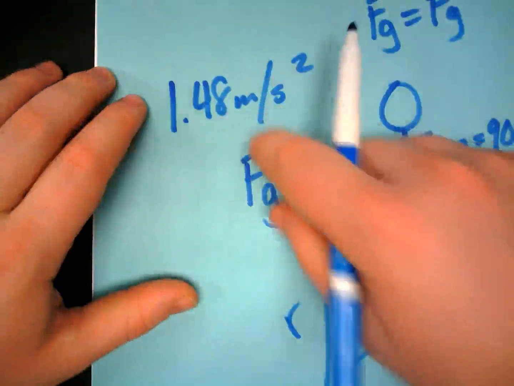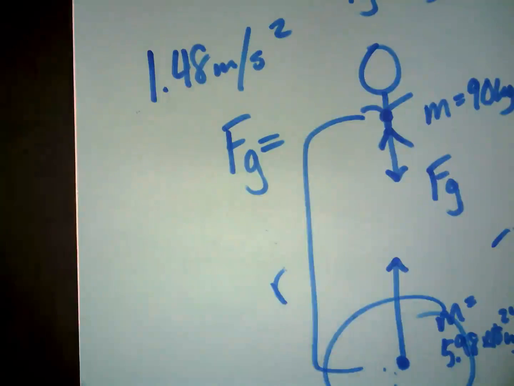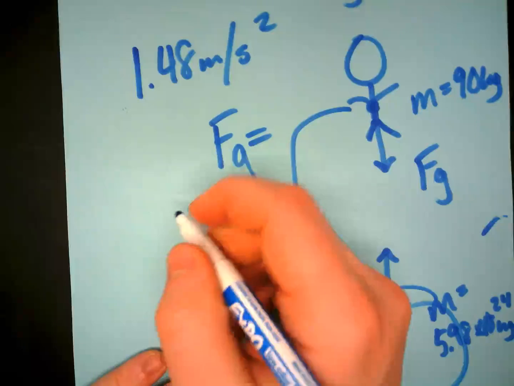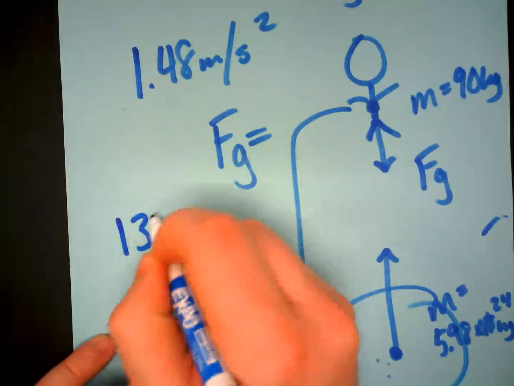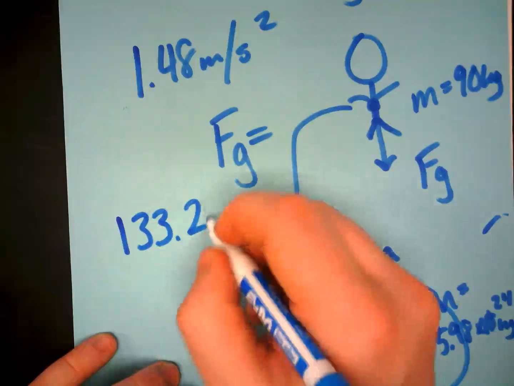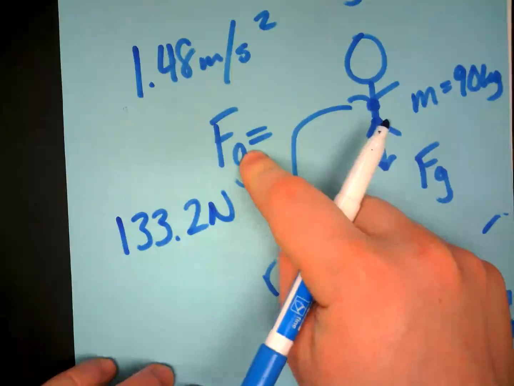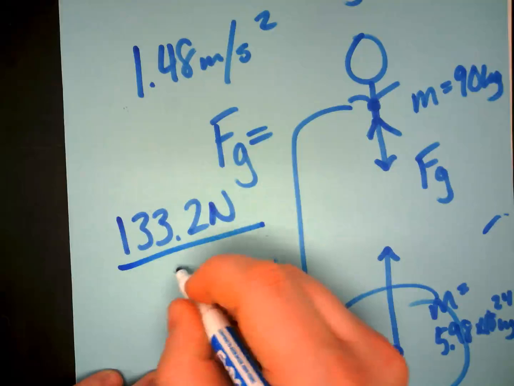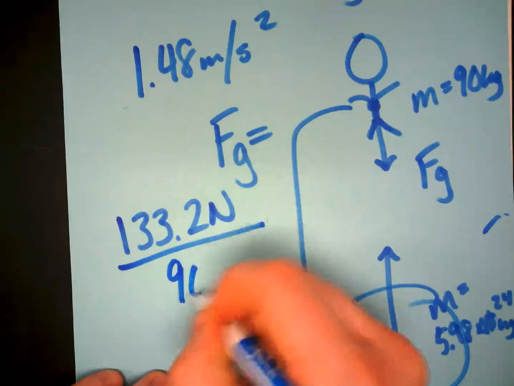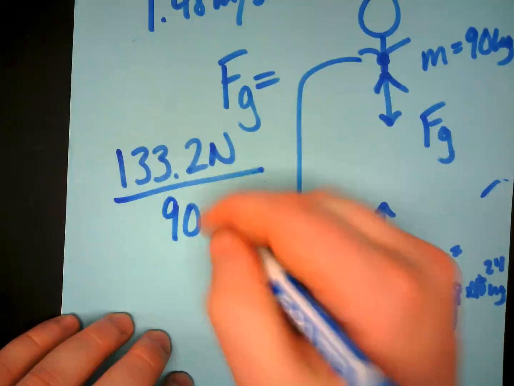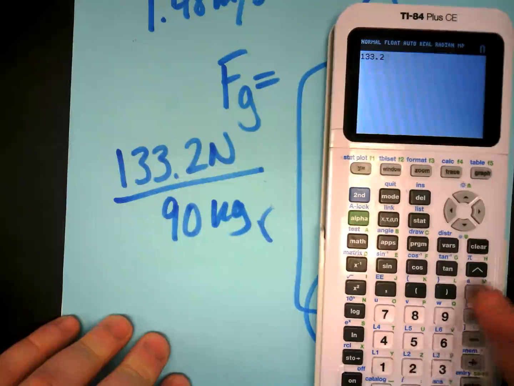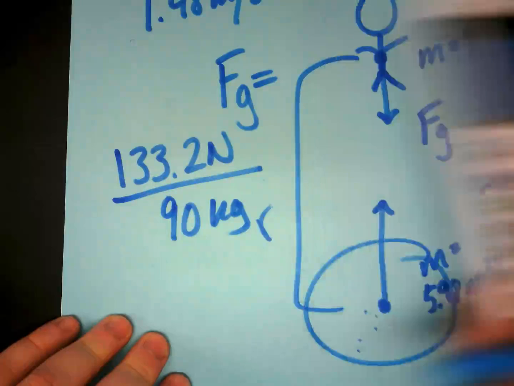So how do we double check our work? Well, we take the 133 newtons F of G that we just calculated right here. We take this number, and we're going to take the mass of our guy, of Peter here, which is 90, and divide that and see what we get. We should already know what we get, but just to double check, we get 1.48.